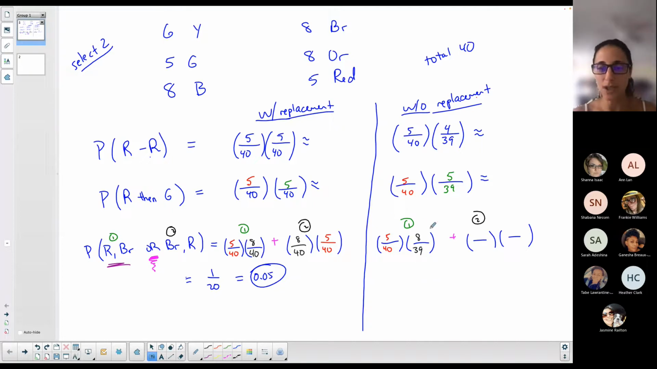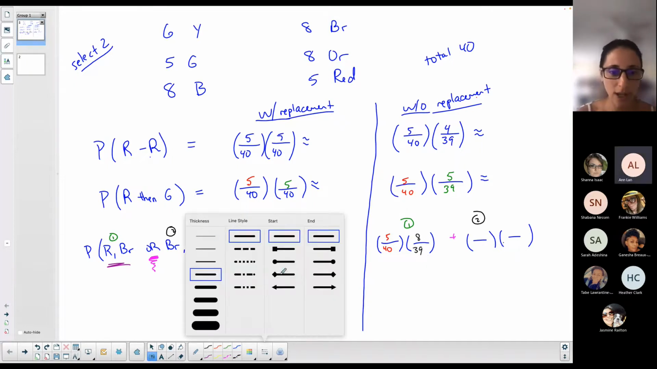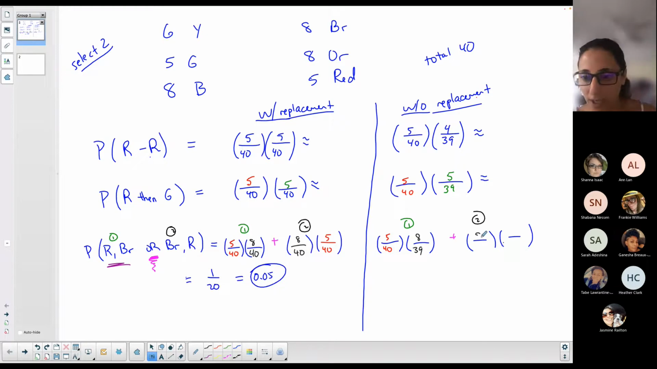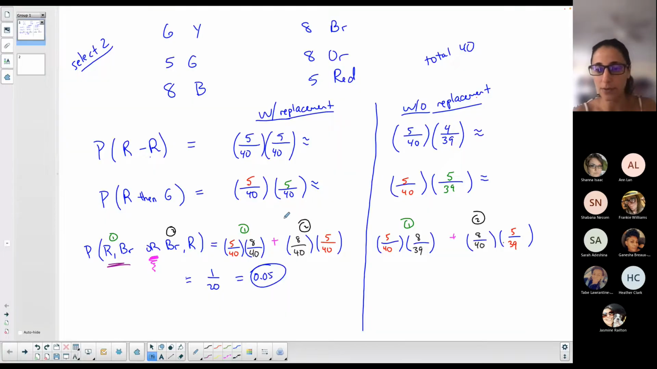This is just this situation, plus this other situation that could potentially happen separate from this one: getting a brown and then a red. All right, well, you guys already told me about brown. I got a brown first. Go ahead, you could tell me. 8 out of 40. Then what's the red after the brown? 5 out of 39. You guys are completely correct. 5 out of 39. And yeah, I still have the same number of reds, but not the same amount of M&Ms.